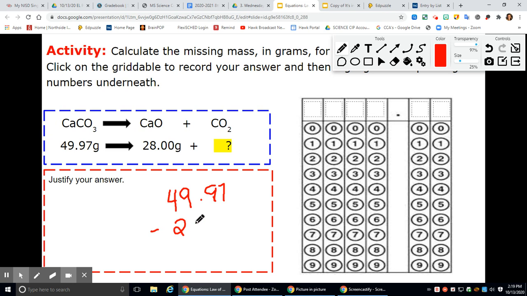49.97 subtract 28. So I can just bring down that 97. And 9 subtract 8 is 1, and 4 subtract 2 is 2. So the mass of my missing product is 21.97 grams. I would come over to my griddable and mark 21.97 and make sure that you bubble those in. That's what the computer reads. You want to really make sure you bubble in correctly.